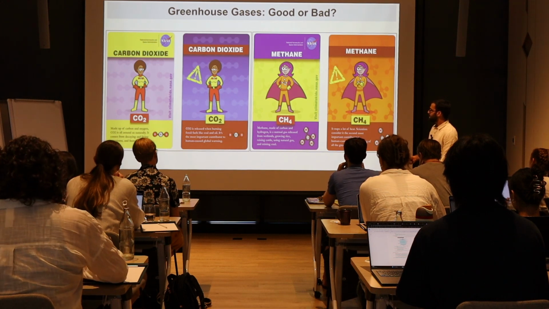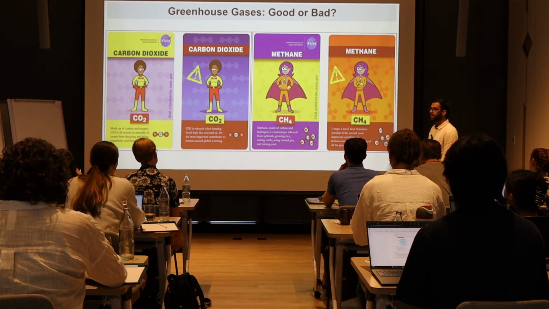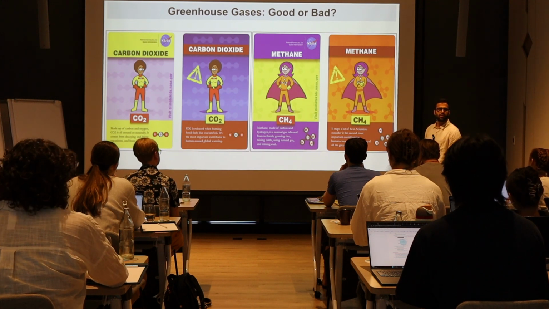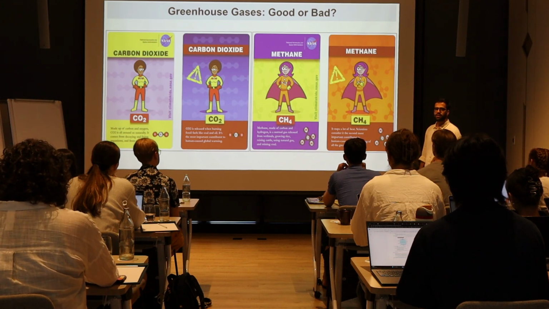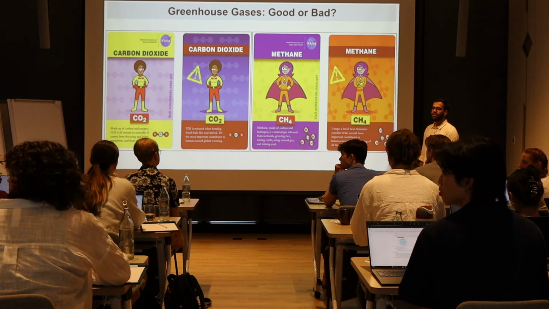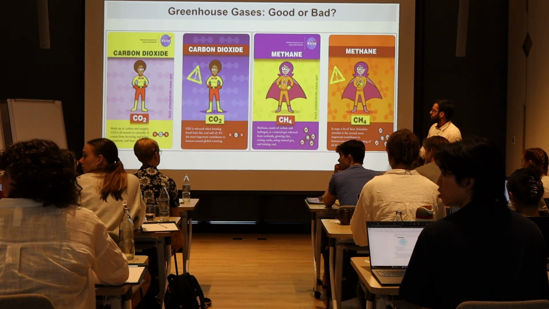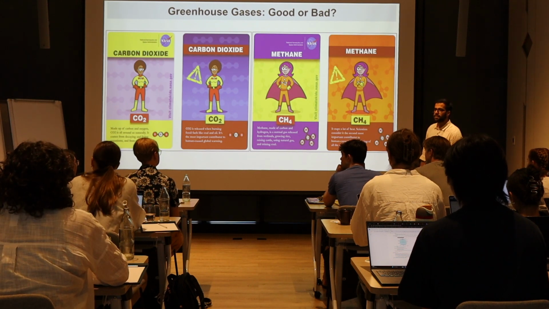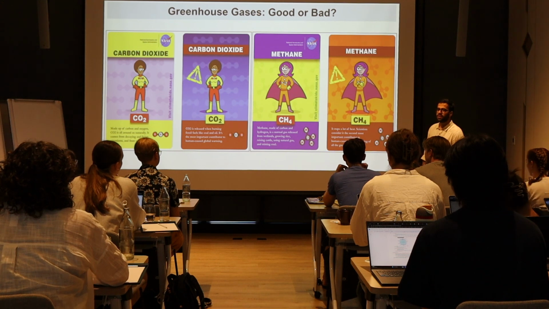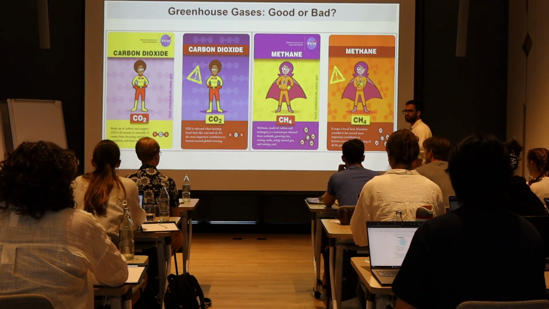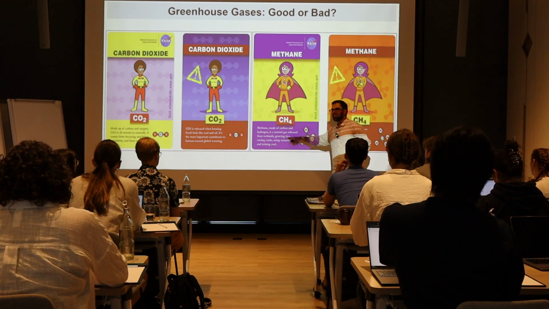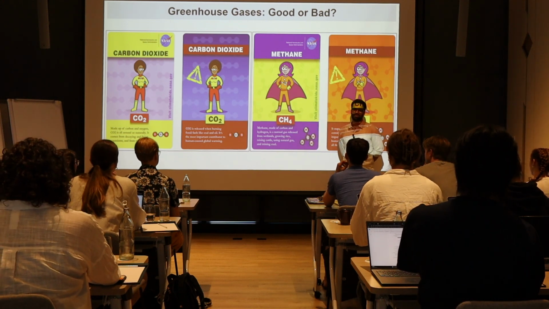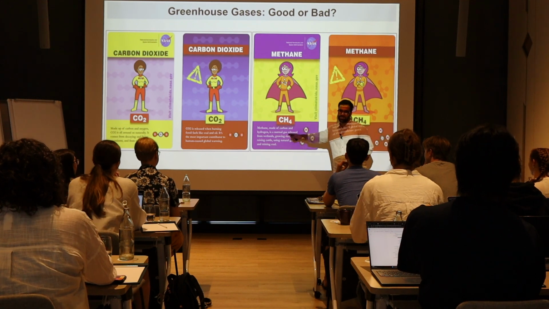Methane again, it's natural. It comes from the wetlands. You know what wetlands are? They're like swamps, areas of land where there's a lot of water on the ground. So then growing rice, those who are a fan of rice, the methane comes from there as well.